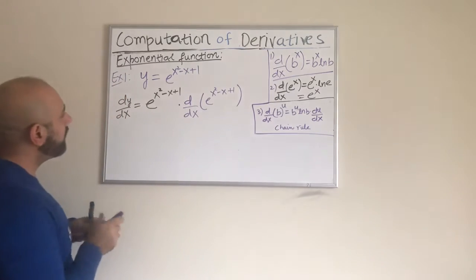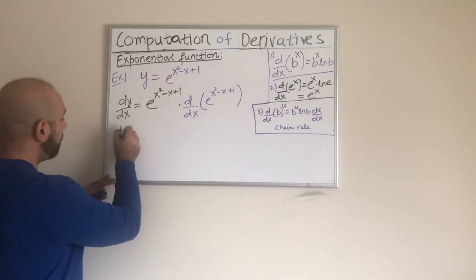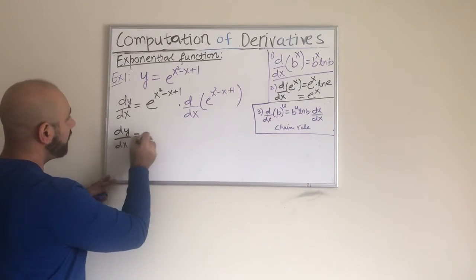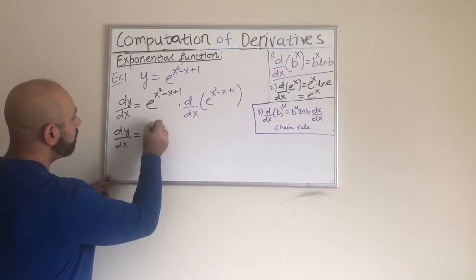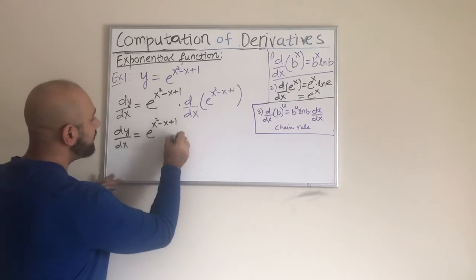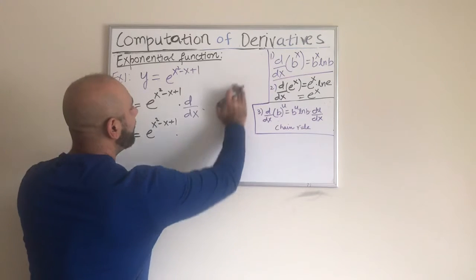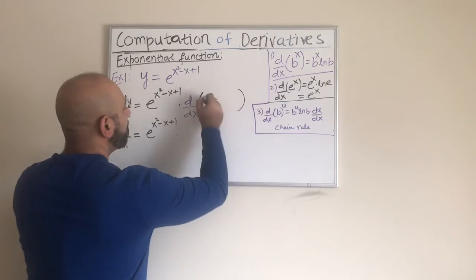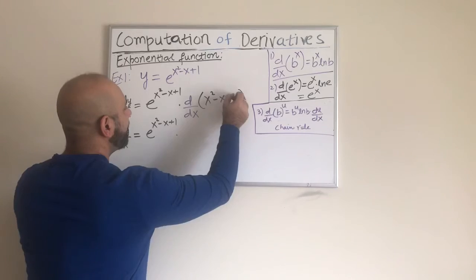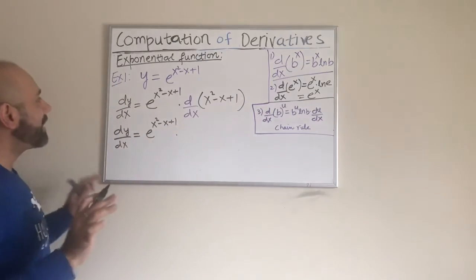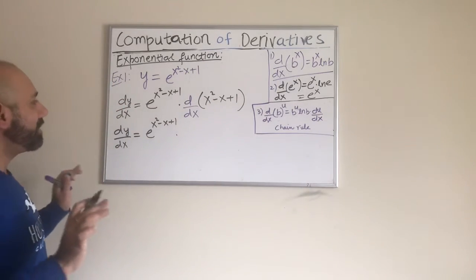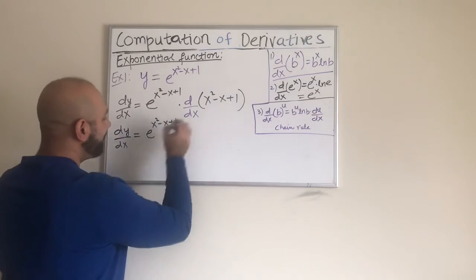So guys, once we write this out, we can finally write the final derivative of this function. e to the power x squared minus x plus 1 stays. Sorry, this is only the inner. This is only supposed to be x squared minus x plus 1, because we already took care of the e to the x squared minus x plus 1. It's just the x squared minus x plus 1. So we have to multiply by the derivative of that.